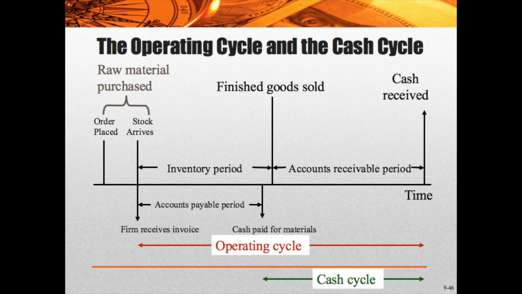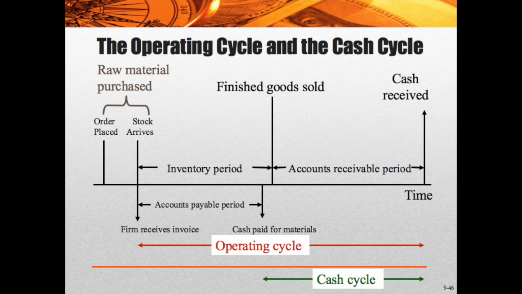So the time from when the firm receives the invoice until it's paid for the materials could be up to 30 days. But by the time you turn the raw goods into a finished product, ship it, and get the customer to buy it, could be more than 30 days. So that is a different amount of time. So the operating cycle, you can see here underneath it, is longer. From the time the stock arrives until the cash is received is your operating cycle. So your operating cycle is, here's the stuff, we start owing money on it, and here's when we collect the money. That's your operating cycle.